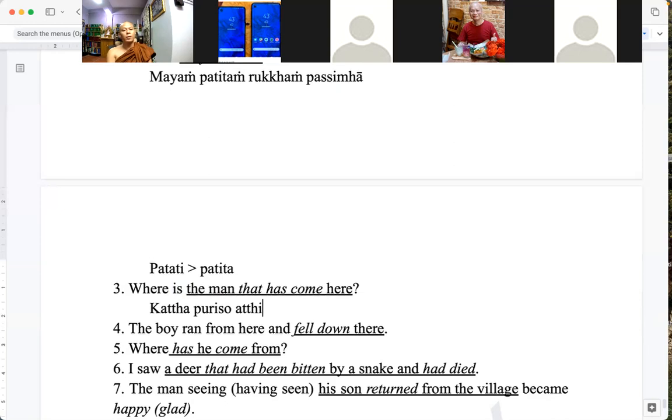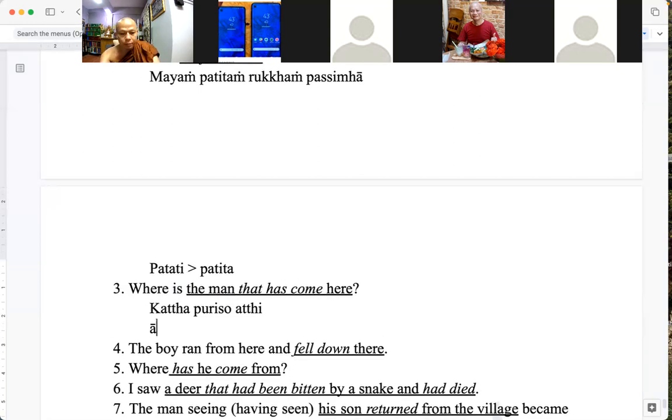Here, puriso is third person singular. So, katha puriso ati. And then that man is modified by that has come. That had come. Okay, that had come is a past participle. Come is agachati as above, but as a past participle form, agata. So in the sentence, that agata or that has come modifies the man. But the man is the subject of the verb to be, or puriso in Pali. So that agata will be agato, the same as puriso.